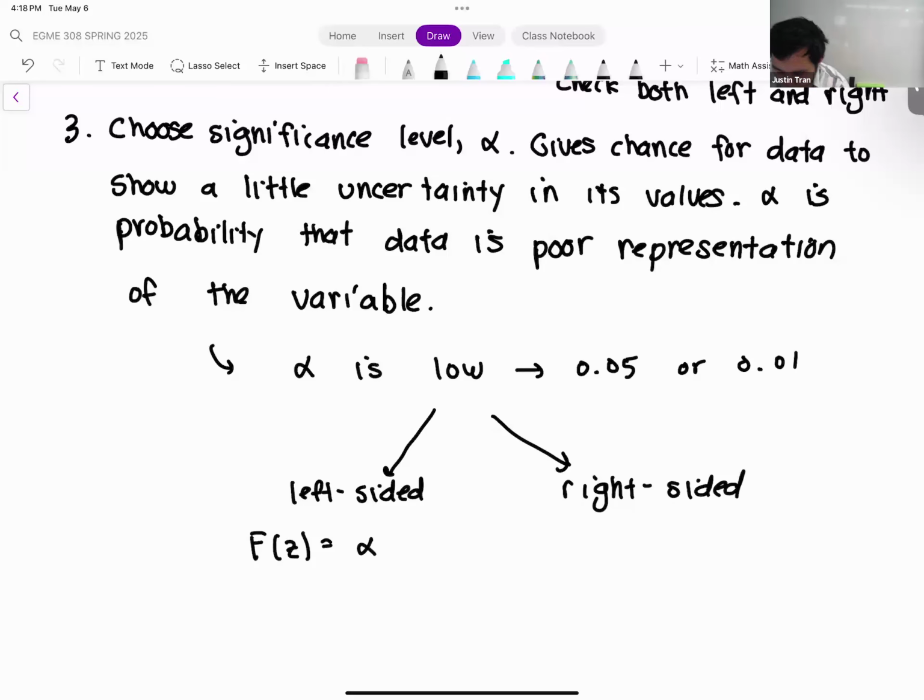It should be equal to alpha itself. Okay. And on the right-sided alternative, your f of z is going to be 1 minus alpha. Okay.